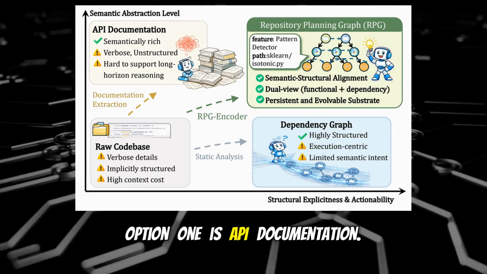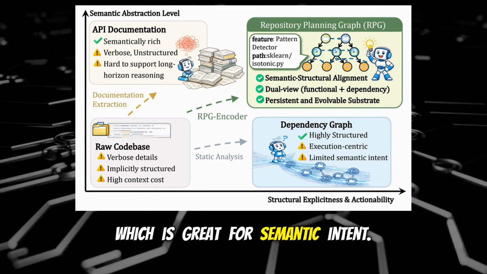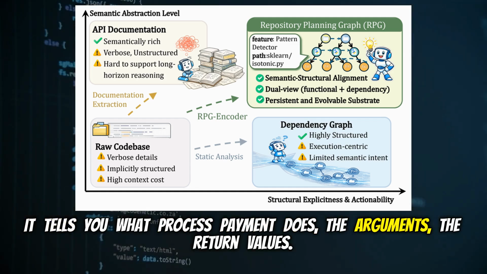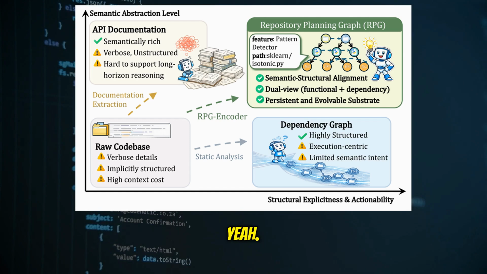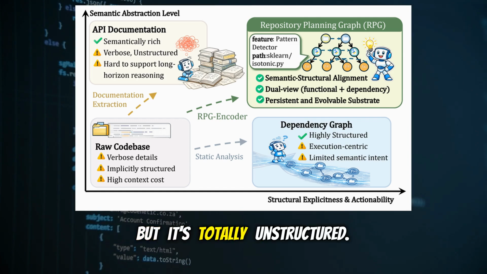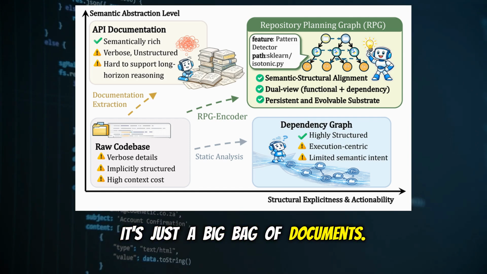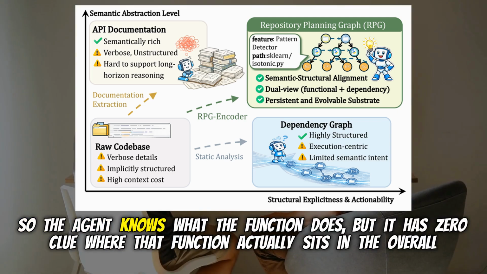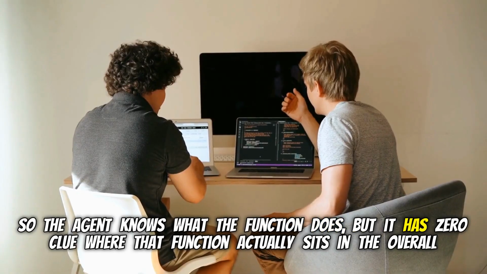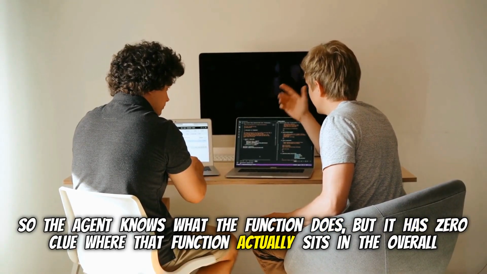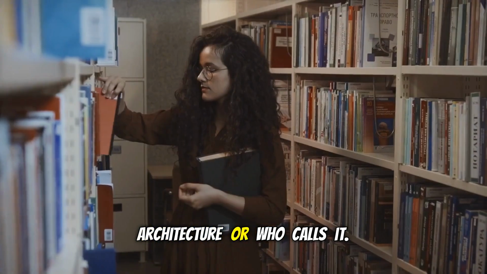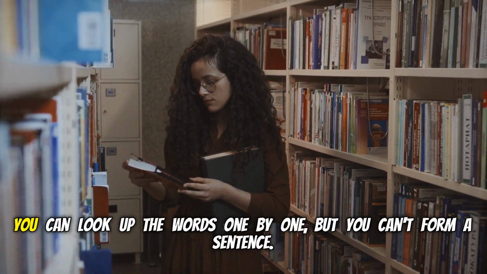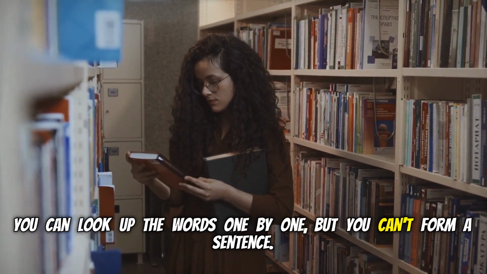Option one is API documentation. Which is great for semantic intent. It tells you what something does. Right. It tells you what process payment does. The arguments, the return values. Yeah. It's the definition. But it's totally unstructured. It's just a big bag of documents. It has no global navigability. So the agent knows what the function does, but it has zero clue where that function actually sits in the overall architecture or who calls it. Precisely. It's like having a dictionary for a language you don't speak. You can look up the words one by one, but you can't form a sentence.